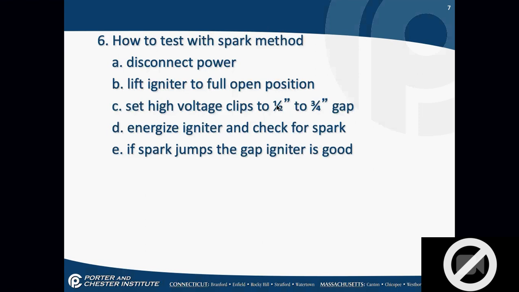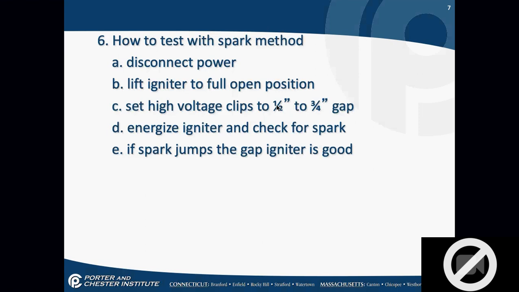Can you ohm out a solid state igniter? Do you have coils in there? Just go ahead, guess. If you don't know, it's fine. I don't think so. No, you won't have coils in a solid state igniter. So ohming out will give you numbers that make absolutely no sense whatsoever. So this is the best method to check.